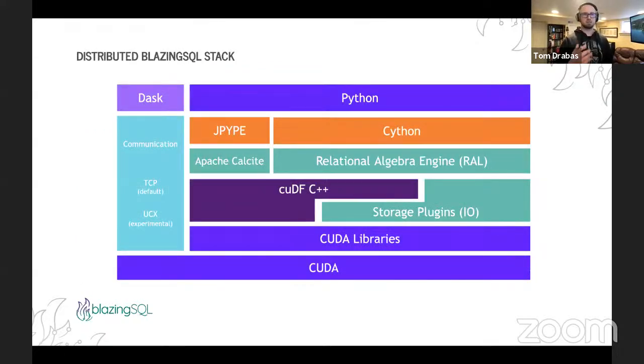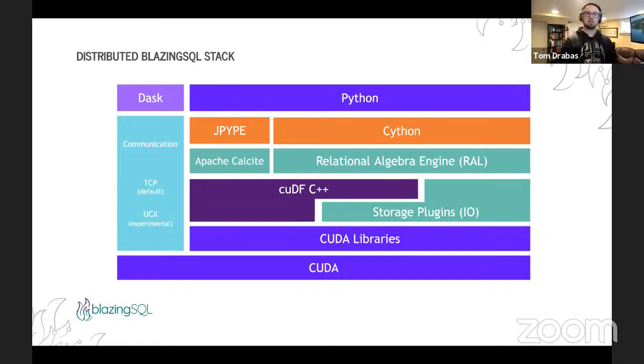Very quickly, this is effectively the stack that we use. At the very bottom, we have CUDA and CUDA libraries. On top of that, we built the storage plugin, so it allows you to read data from either local machine or a cloud repository. And we have a bunch of cuDF C++. BlazingSQL builds on top of that. We use Apache Calcite to parse the SQL queries and create this relational algebra. And then RAL, the relational algebra engine, takes that and effectively executes the kernels that trickle down from the Python through Cython to run the cuDF kernels.